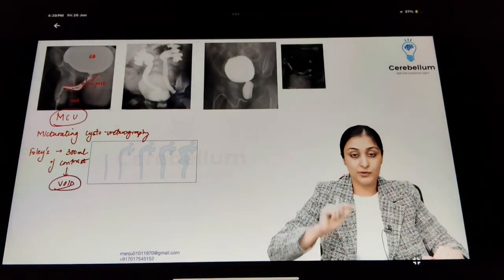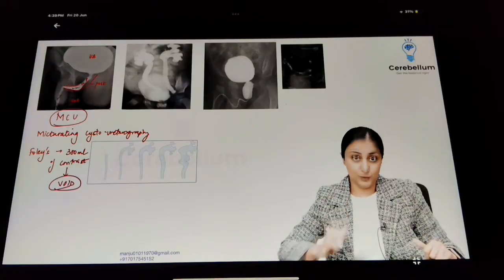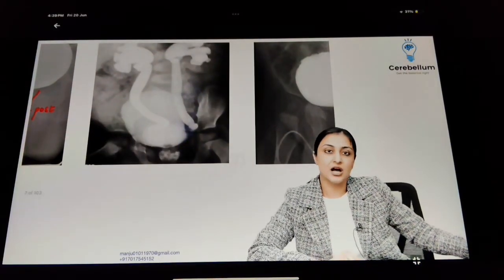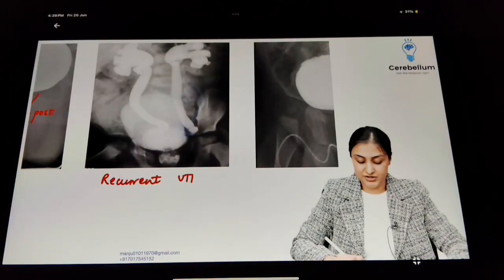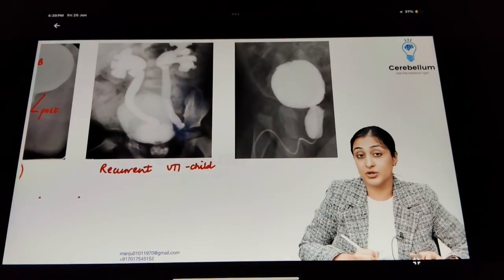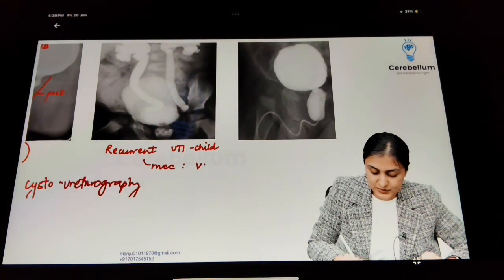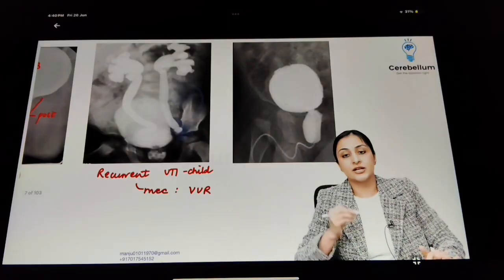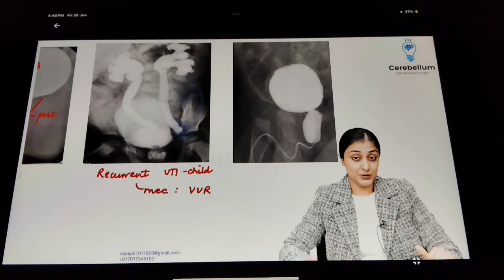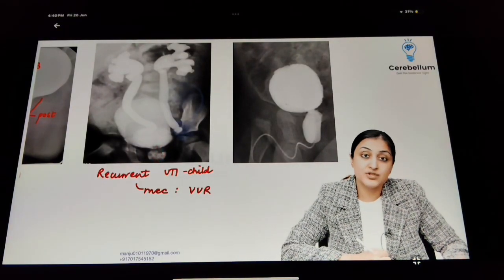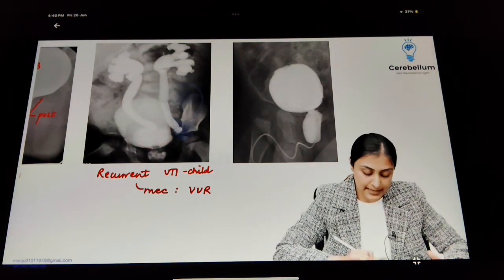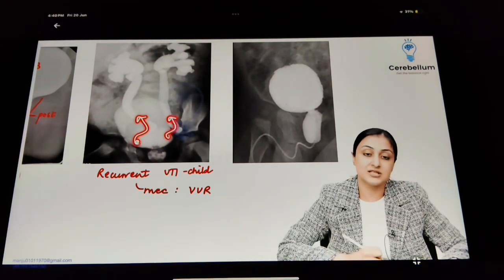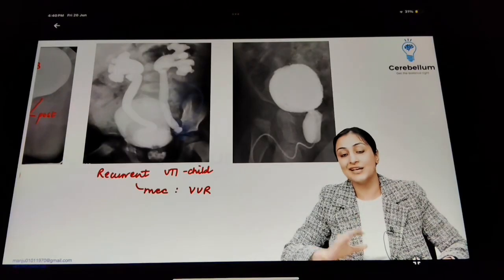Now, MCU is going to be very, very useful. It's the investigation of choice for two conditions. Look at the first patient here. This is a young child who has come to you with recurrent UTI. So when you have recurrent UTI in a child, what is the diagnosis? The most common cause is reflux, vesico-ureteric reflux. What does it mean? Look at the MCU. We were supposed to see the urethra when the child micturates, but instead you see the contrast going back into the kidneys, refluxing back into the ureters. So this is vesico-ureteric reflux.